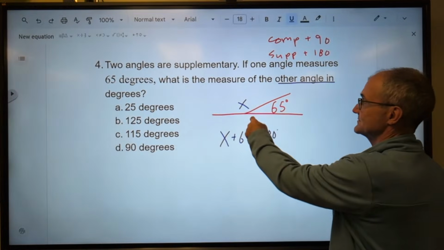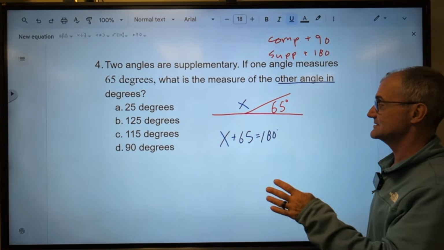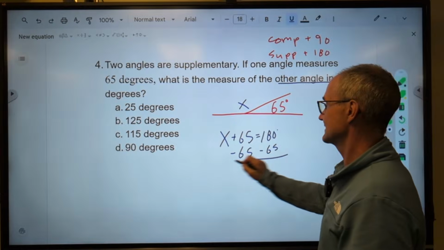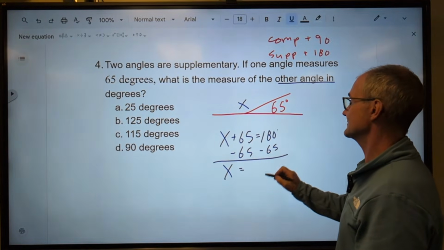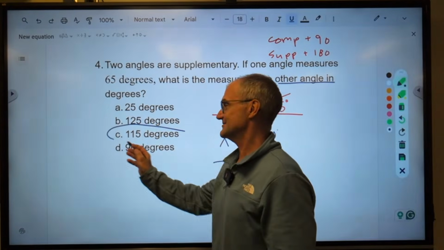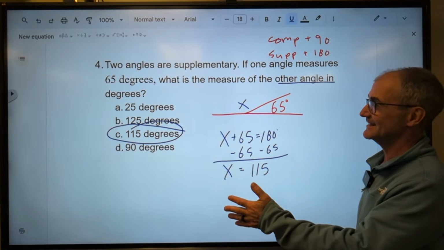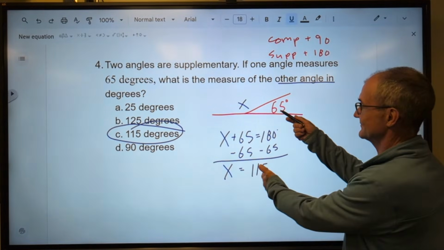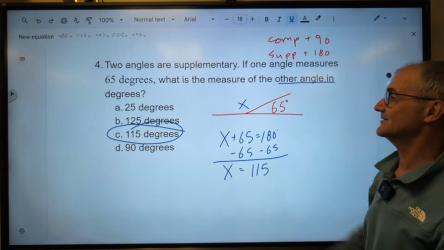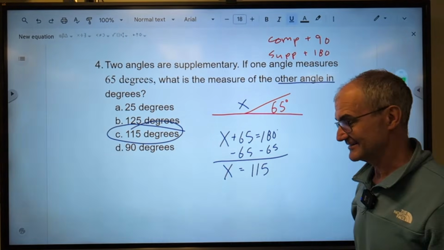Step 1, draw a picture. Step 2, identify the thing I'm looking for. Step 3, create the equation. Step 4, solve. Subtract 65 from both sides. That gives me x by itself. 180 minus 65 is 115. Correct answer, answer C, right there. Step 5, check it. 115 plus 65 will give me that full angle of 180, and I am looking for the other angle. I think I've hit a lot of C's when I made up this test. I don't know why.